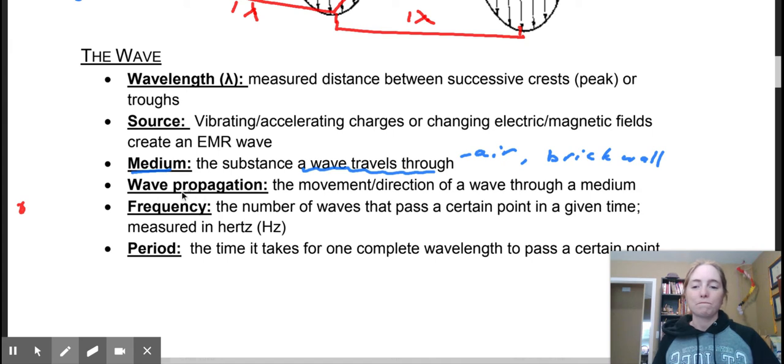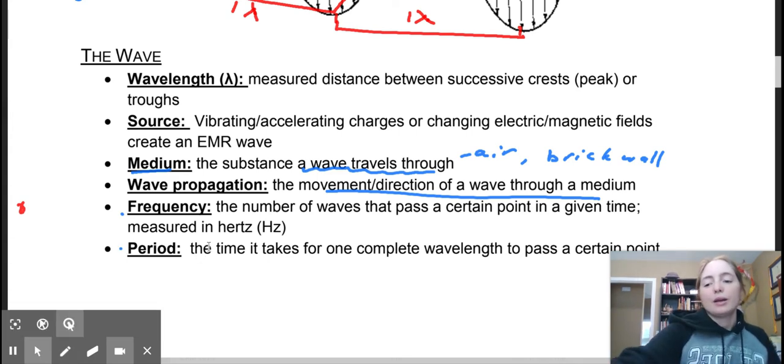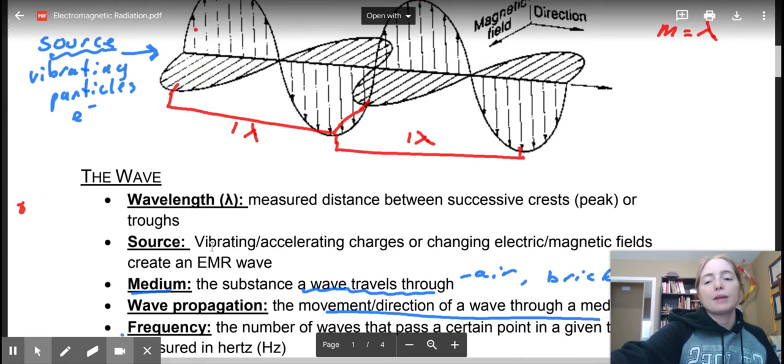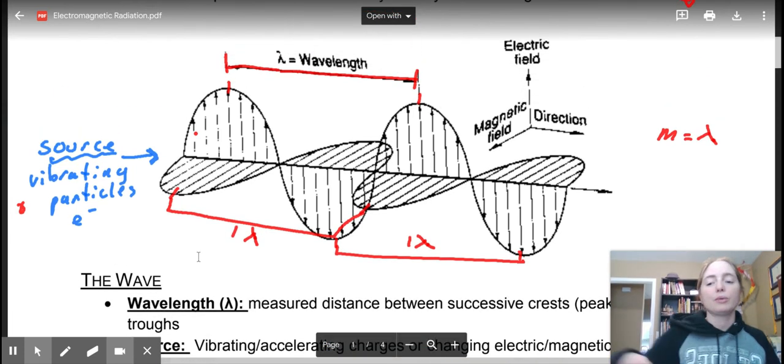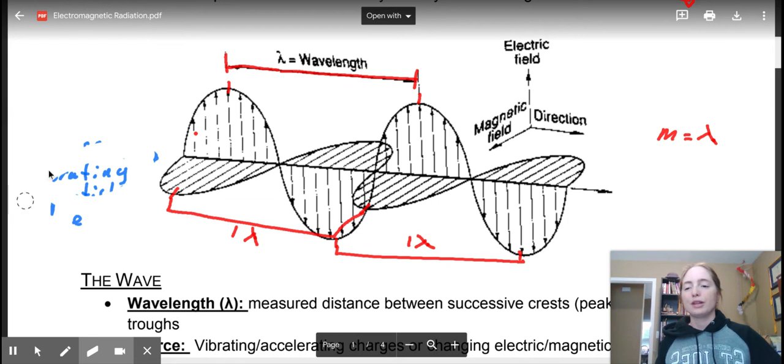Okay, so there's wave propagation, movement in direction of the wave through a medium. Okay, nothing crazy there. Now these are the ones that I'm going to draw and label on. So we're going to go back up to our diagram and we will label frequency. I'm going to erase all this stuff now, so that way we can go back and label stuff easier for our frequency.